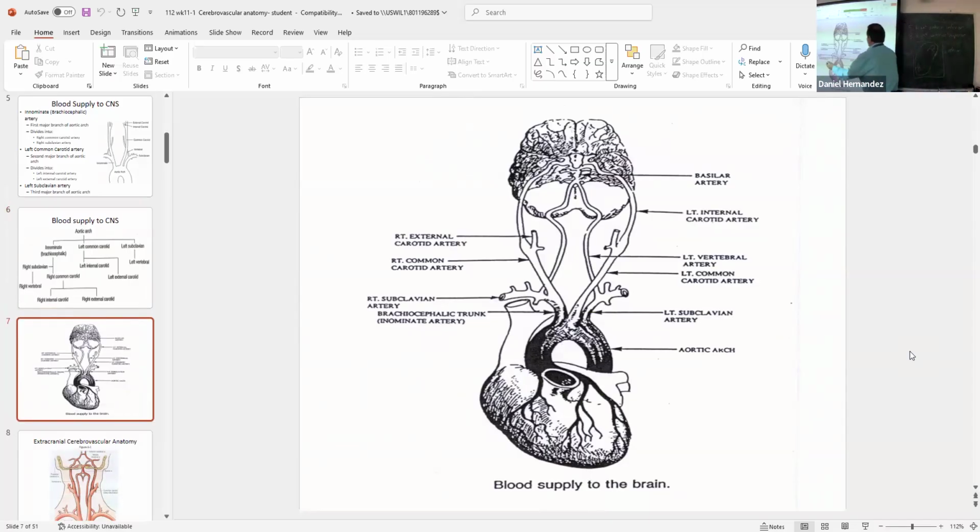So we've seen this picture before. We've labeled this one before. Again, your right innominate, brachiocephalic, common carotids on either side. Common carotids run up and then bifurcate into your internal and external carotid arteries. So again, this is a prime example of orientation of the vessels. Internal carotid artery is actually more lateral compared to the external carotid arteries.